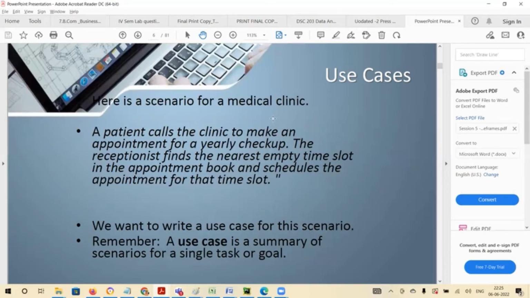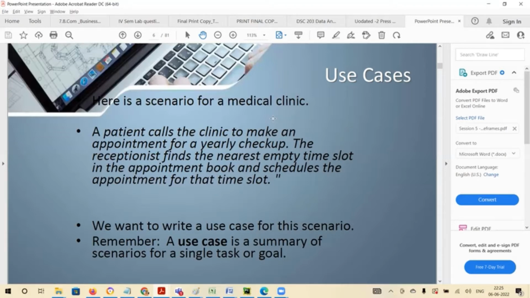Now let's look at this. A patient calls the clinic to make an appointment for a yearly checkup. The receptionist finds the nearest empty time slot in the appointment book and schedules the appointment for that time slot. So this is your scenario, and a scenario will have an entry point and an exit point.